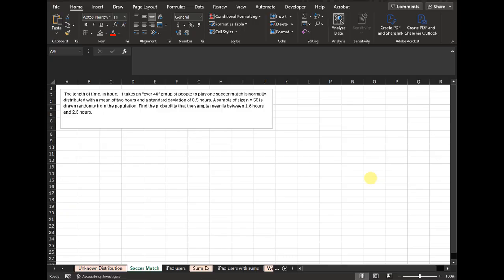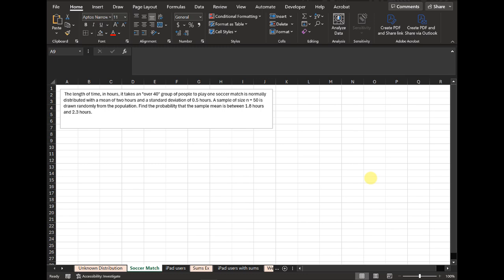So we have that the length of time in hours it takes an over 40 group of people to play one soccer match is normally distributed with a mean of 2 hours and a standard deviation of 0.5 hours. A sample size of n equals 50 is drawn randomly from the population. Find the probability that the sample mean is between 1.8 hours and 2.3 hours.